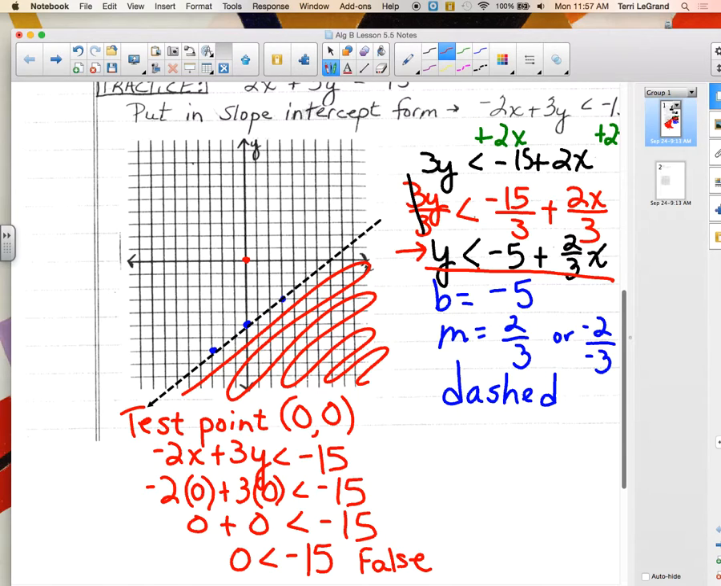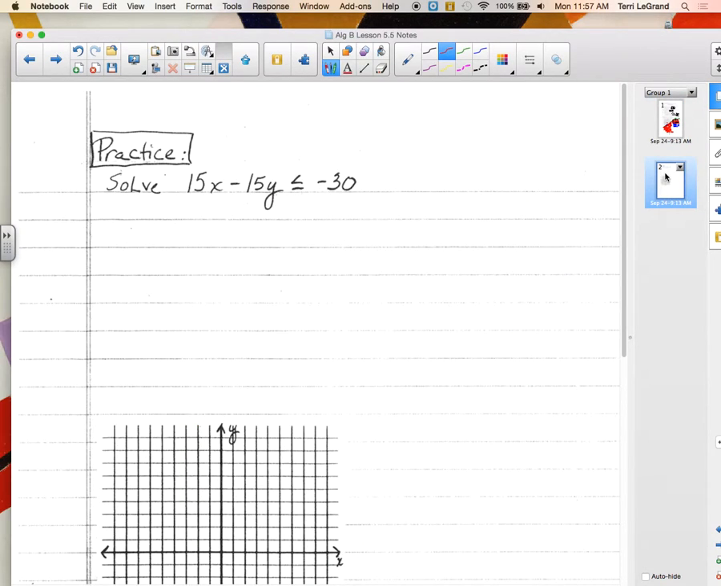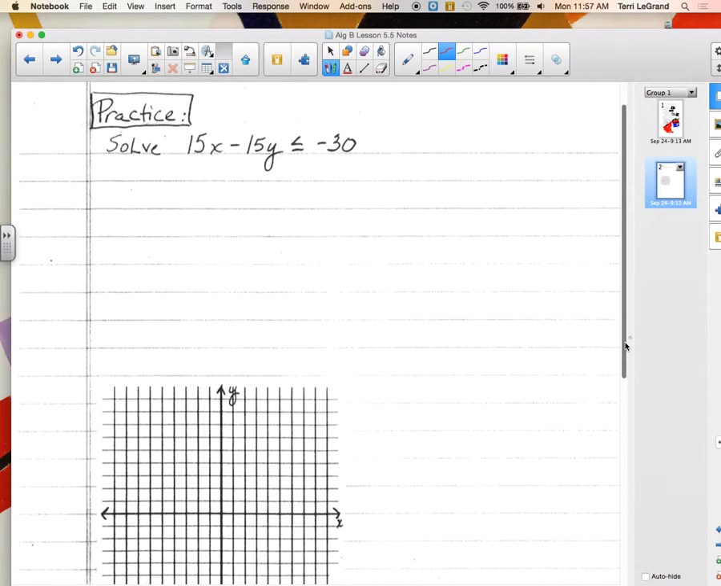Okay, we have another one to do? Okay, let's go get that one done then. Solve 15x take away 15y is less than or equal to negative 30. Is that ready to graph? No, we gotta get it in slope-intercept form, don't we? Okay, what should be our first move here? We should rename it as add the opposite. That would be a good first move.